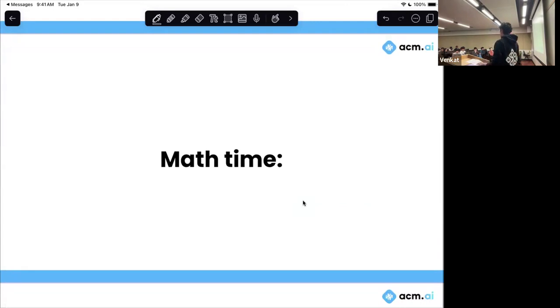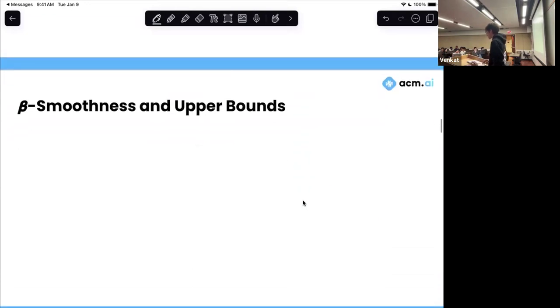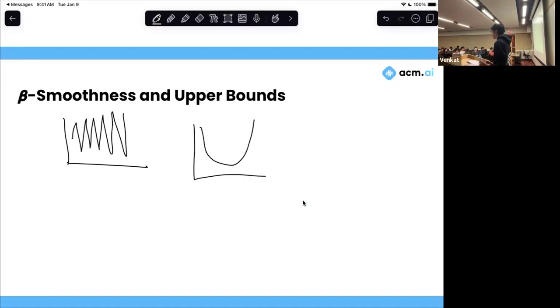Now we're going to get into a little bit of math to discuss how we can prove that gradient descent will converge for certain functions. The first thing we're going to talk about is something called a smooth function. If you recall, I can draw two functions right here, one that looks like this, and one that looks like this. Clearly, one will be nicer to optimize than the other.